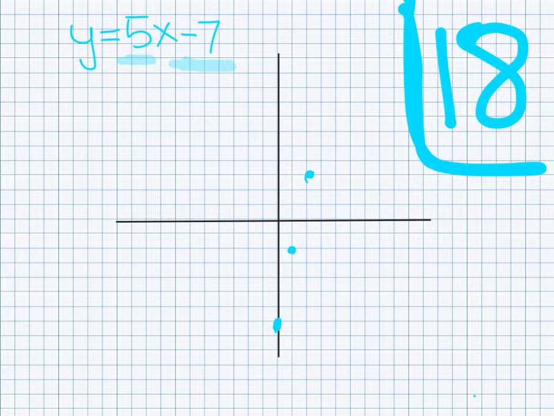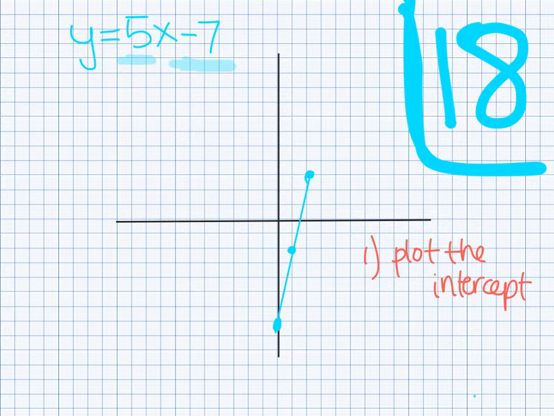My final step is going to be to connect them. Let's try that again. And there we have our line, y equals 5x minus 7. So that first step, step 1, plot the intercept. That's the y-intercept. And then step 2, we count the slope.